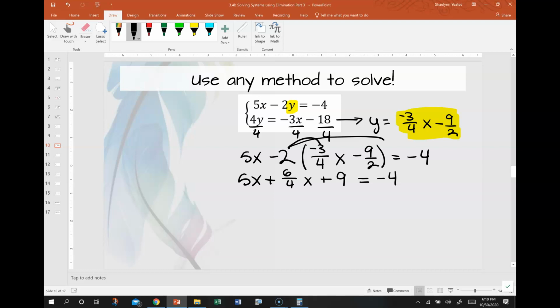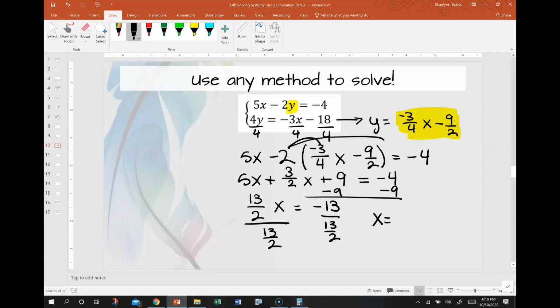From here, I'm going to combine 5x and 6/4, which is really 3/2. Let's write that. So we've got 3 over 2, and that's going to be 13 over 2x. Then when I subtract the 9 from both sides, I get equals, this becomes negative 13. Well, this isn't too bad. So then when we divide both sides by 13 over 2, we get x equals negative 2. Don't trust me? Use a calculator.